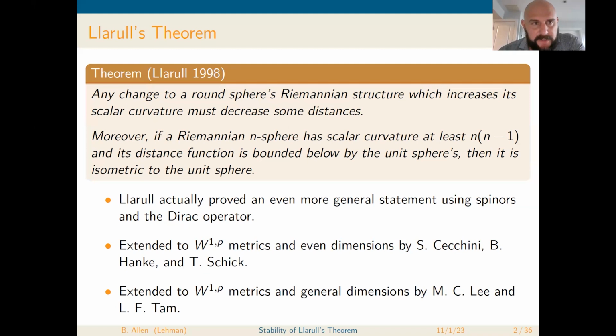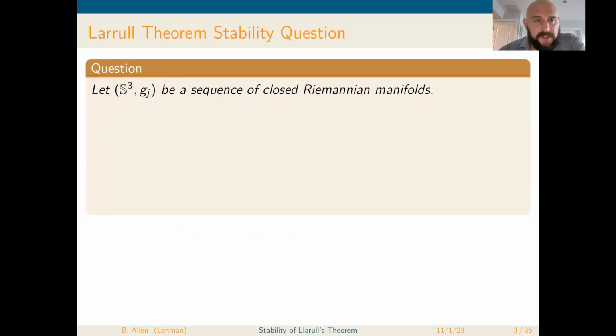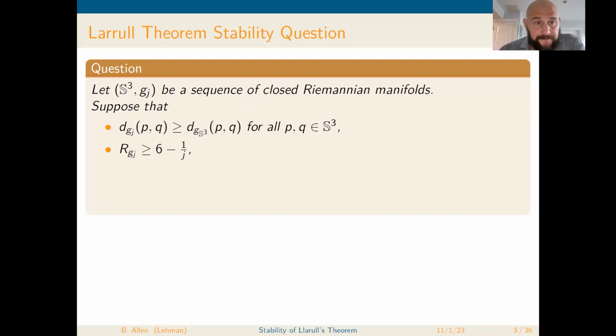What we're interested in studying here is the stability of this rigidity statement. To give a vague idea of what we mean by stability here, let's say you have a sequence of Riemannian manifolds defined on the 3-sphere, and you have this Lipschitz condition on the distance functions, comparing them in this way.